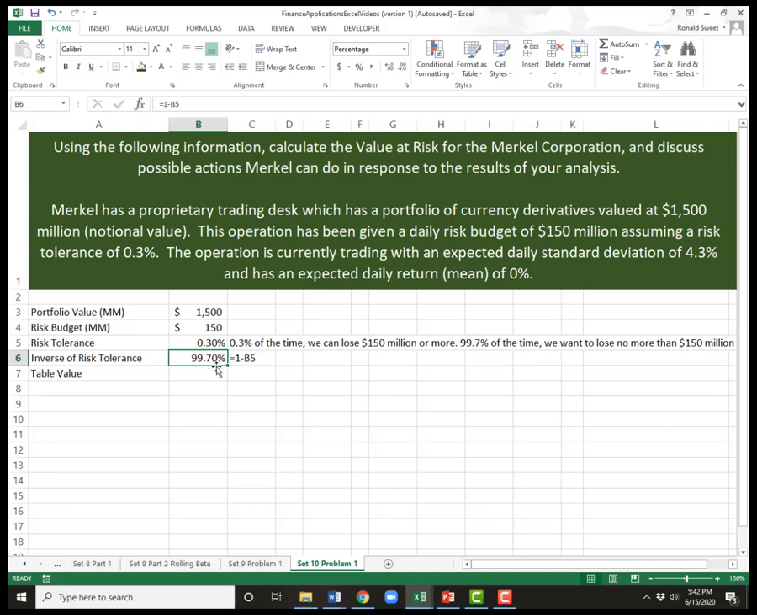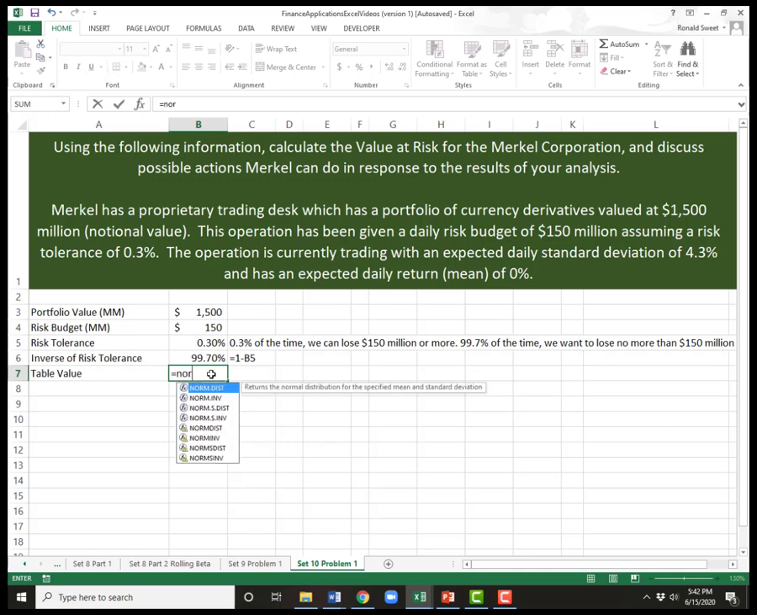What we're saying is how many standard deviations from the mean, if the mean's right in the middle, and the standard deviation, and we'll get the standard deviation up here, it's 4.3%. How many 4.3% do you need to move to the loss side of the distribution so that you're covering 99.7% of the distribution, or 0.3% from that to the left? So when you add these two up, you get 100%. So the table value is very, very easy.